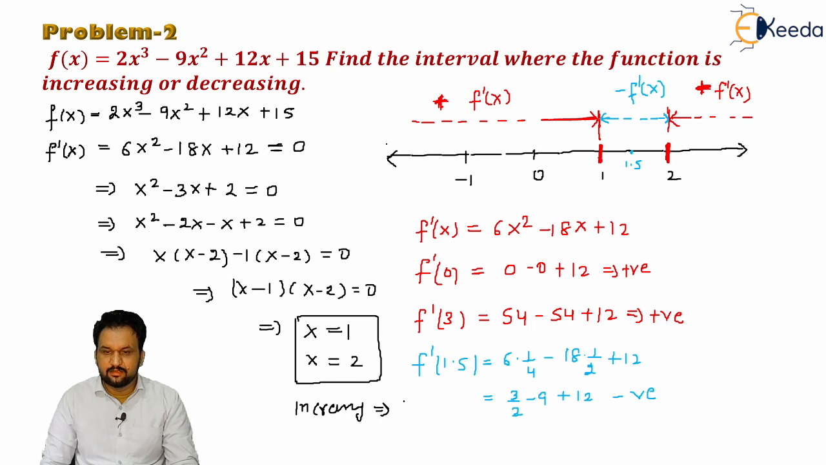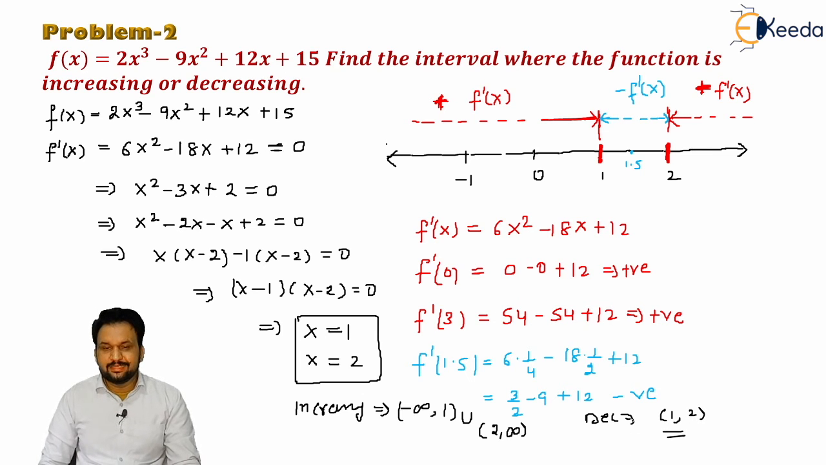For increasing, it will start from minus infinity and move up to 1. So minus infinity to 1, and here you have a break because here the function is decreasing, and after 2 it starts increasing again. So you get a union, starting from 2 to infinity. This complete interval gives you the increasing values, and for decreasing, you can easily say from 1 to 2.